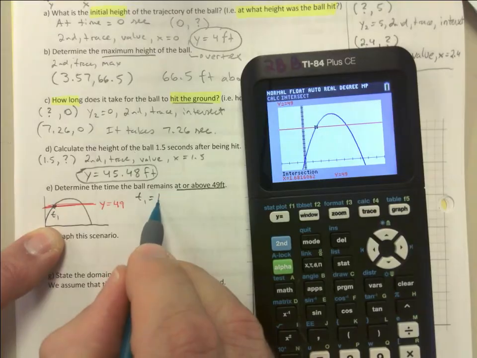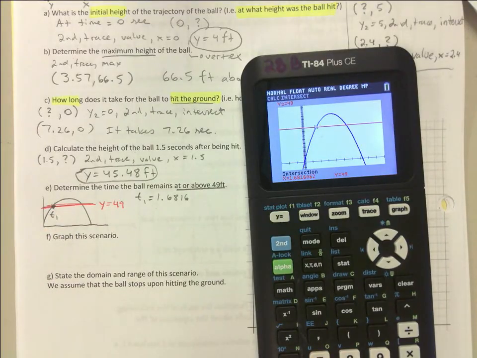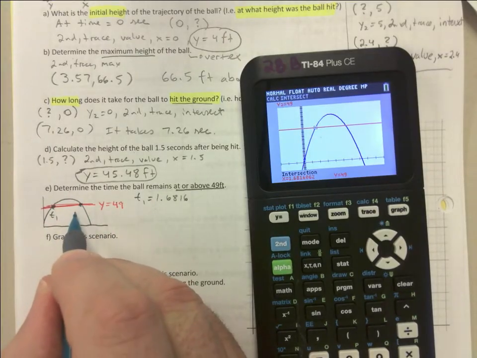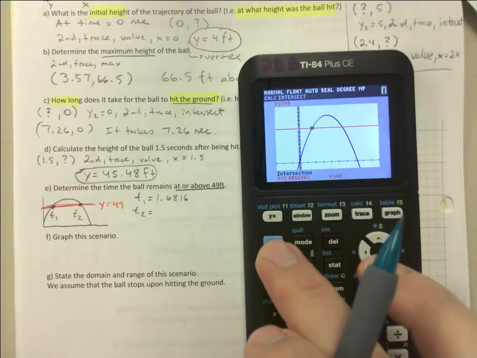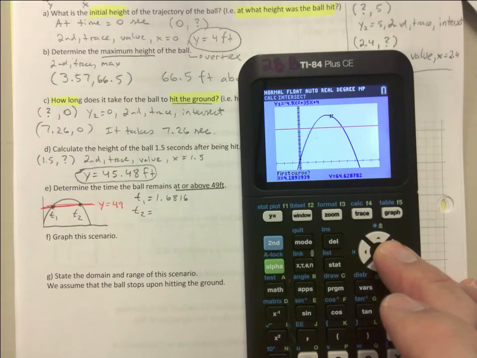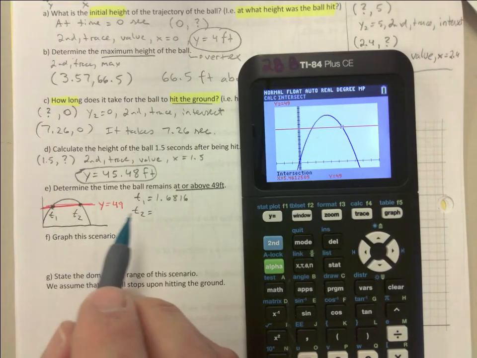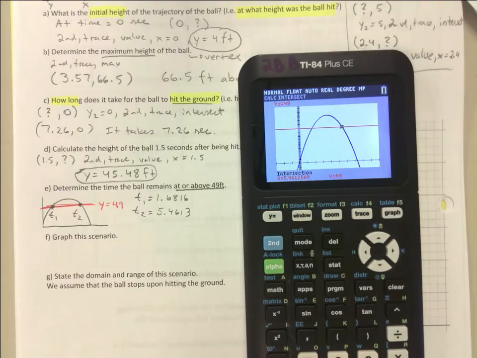Okay? So 1.6816, that's the first time that ball reaches that height. The very first time. But it comes back to it. Time 2. Let's figure out time 2. We got to repeat the process. Second trace 5. We get to there, and then it's enter, enter, enter. And we get 5.4613. So it happens again after 5.46 seconds.